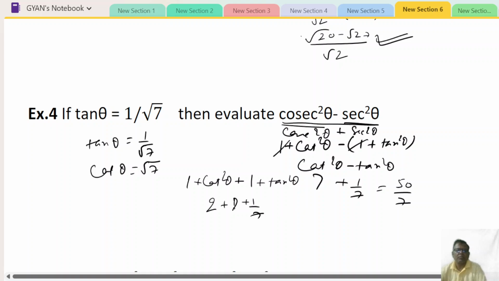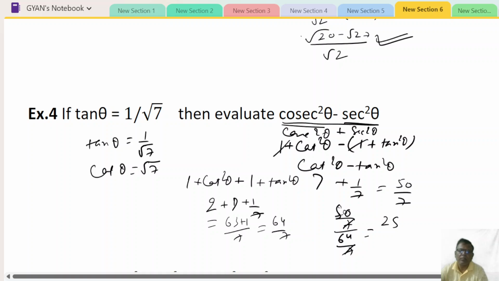So 7 sevens are 63 plus 1 by 7. Then 64 by 7. Then the numerator is 50 by 7, so 50 by 7 divided by 64 by 7. Then it will get cancelled. 25 by 32 will be the answer.